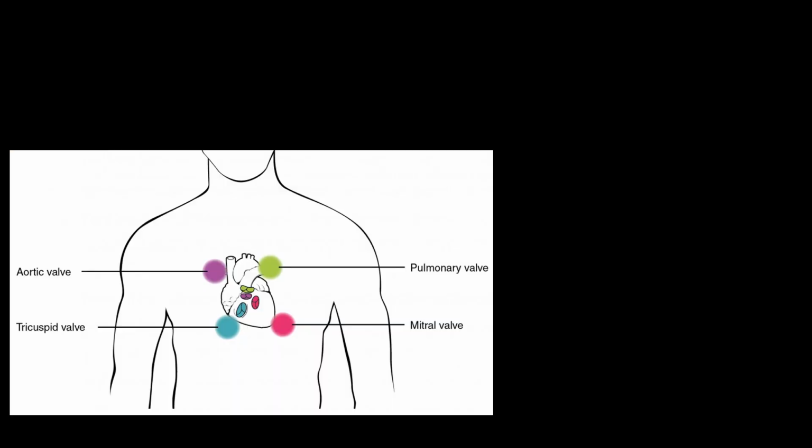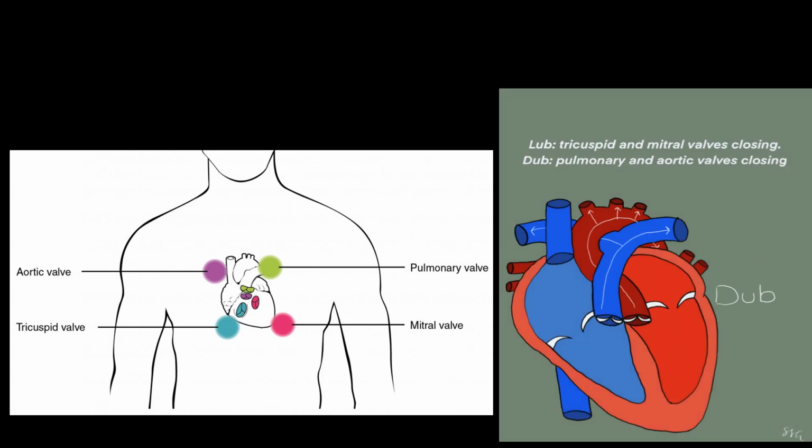So here you go. You have on the right side your aortic valve and tricuspid valve. On the left side, you have your pulmonary valve, and on the fifth intercostal space, you have your mitral valve. So what are the heart sounds? Well, like I said, it's the opening and closing of your valves.